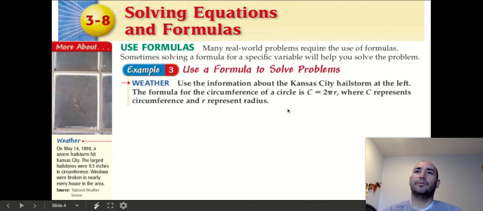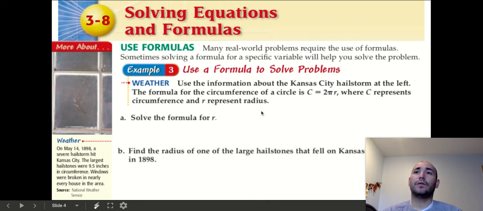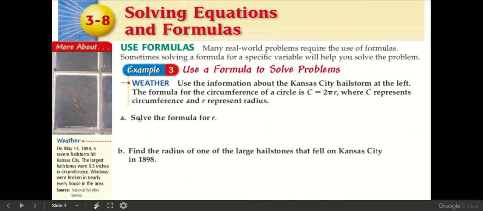So let's look at this example here. We're going to use a formula to solve this problem. It says use the information about Kansas City hailstorms to the left. The formula for the circumference of a circle is c equals 2 pi r, where c represents the circumference and r represents the radius. It's going to ask us to solve the formula for r, so we have to solve this equation and get r by itself. Then we're going to use that to find the radius of the large hailstones that fell in Kansas City. So let's look at the original formula, and we're going to solve it for r, which means we're going to get r by itself.